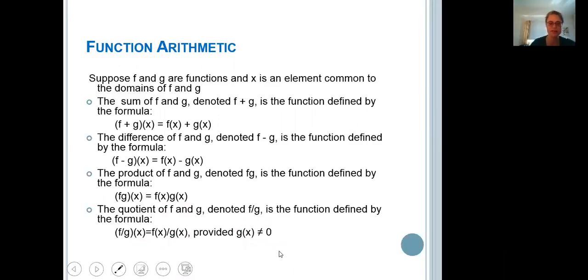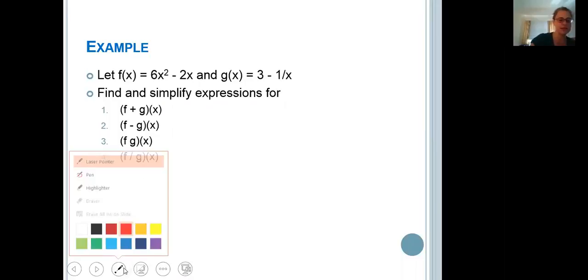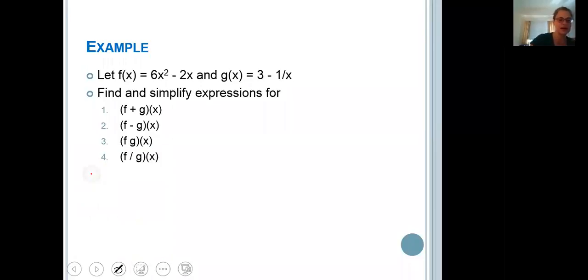All right, let's work some examples. Let's say that f of x equals 6x squared minus 2x, and g of x equals 3 minus 1 over x. Okay? Let's start by finding f plus g of x.